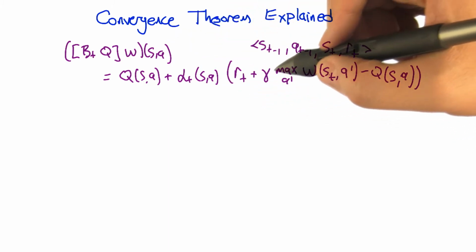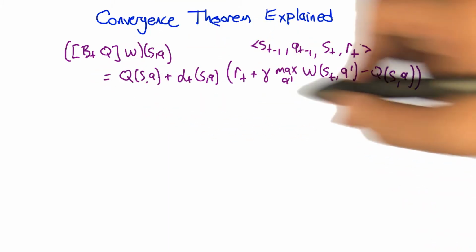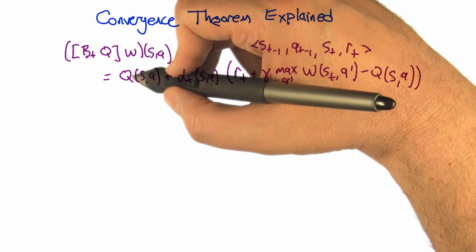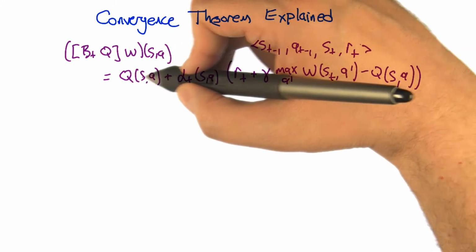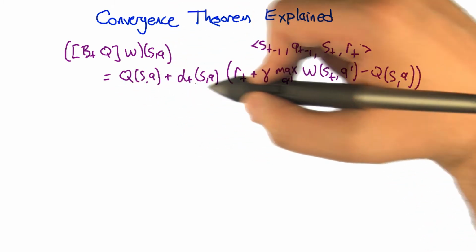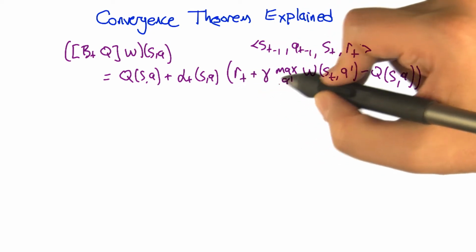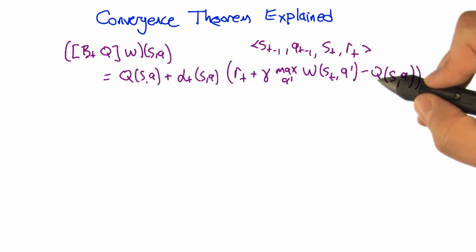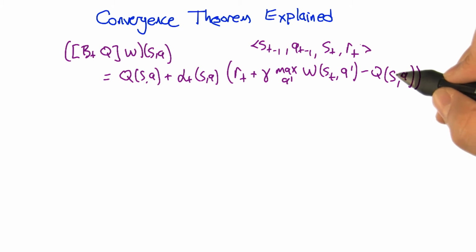So this looks a lot like the Q-learning update, right? It says that we're going to take the Q function at SA and move it a little bit towards the immediate reward plus the discounted value of the next state, and a little bit away from where that old Q value was.